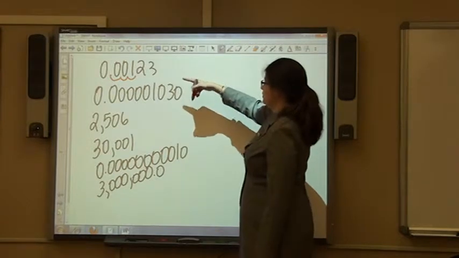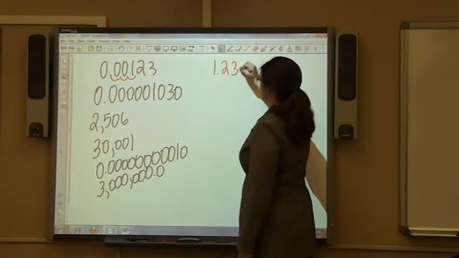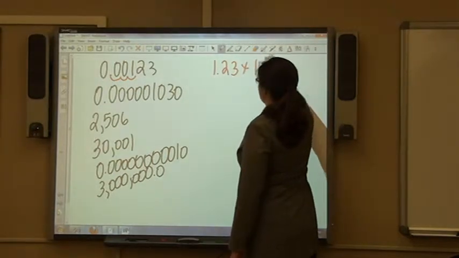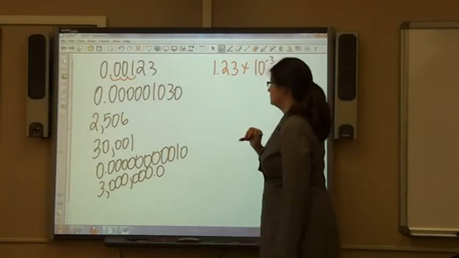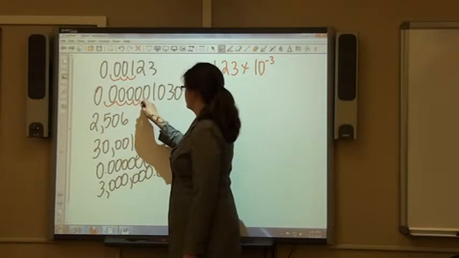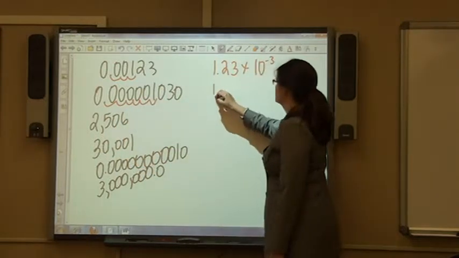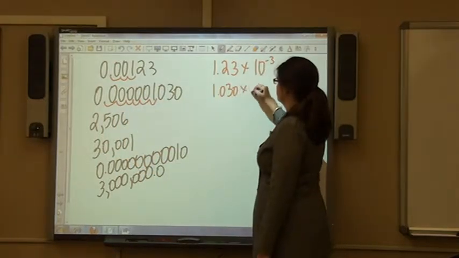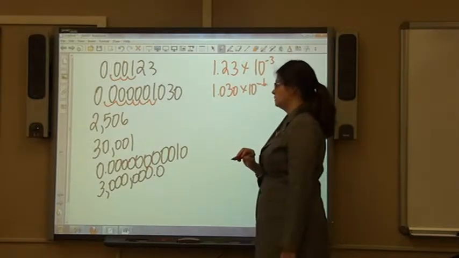Okay. So here we're going to have to move the decimal point to the right 1, 2, 3 times. So that number in scientific notation is 1.23 times 10 to the minus 3. Here we're going to have to move it 1, 2, 3, 4, 5, 6. Times 10 to the minus 6.